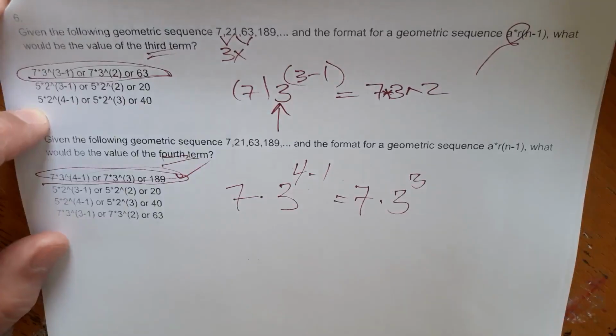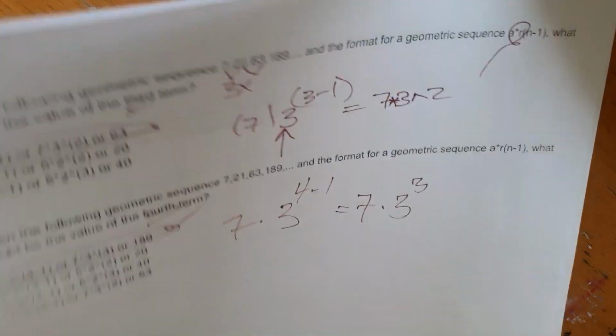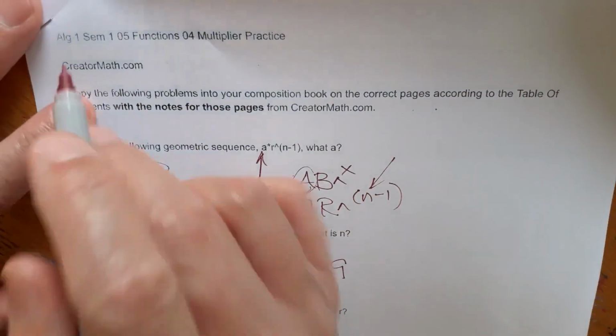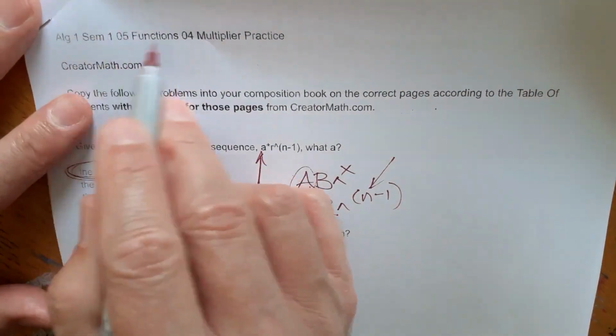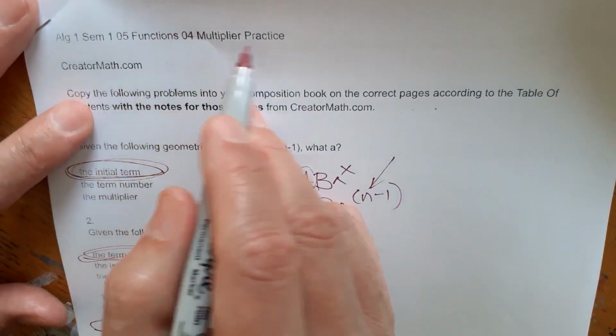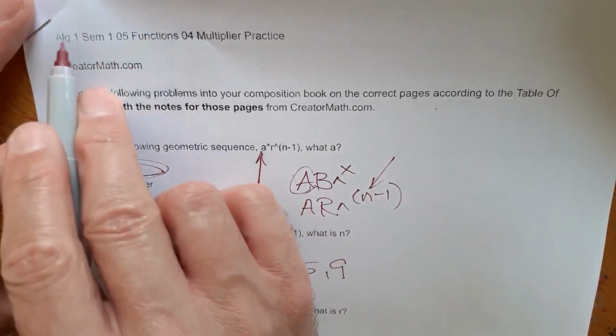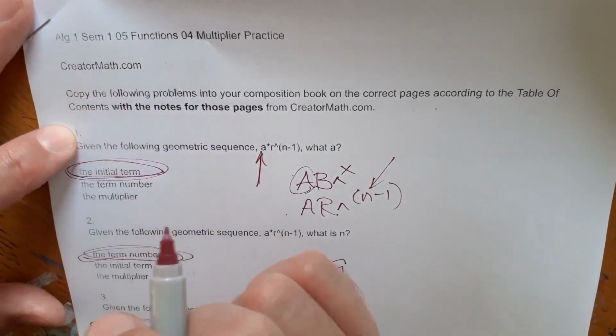So some additional work on geometric sequences and the idea of the multiplier being this value which becomes a rate in the whole situation. Make sure you're matching up the title of the video with the problem set you're doing, otherwise it's not going to make much sense. This is Algebra 1, Semester 1. It's the 5th unit called Functions and the 4th lesson called Multiplier Practice. It's on creatormath.com under the Algebra 1 tab. Hope that helps.